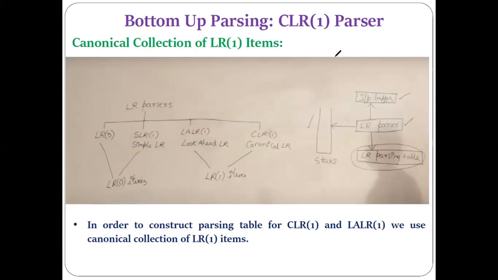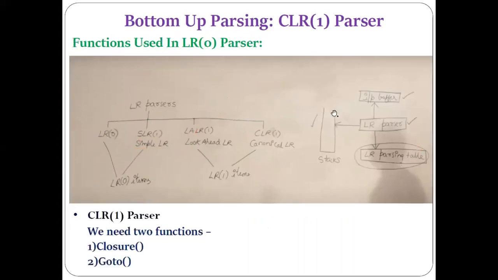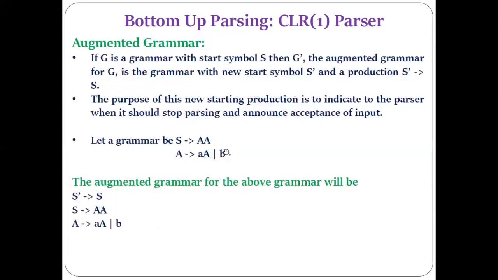So let's see the next. Just like the previous two parsers, LR0 and SLR1, here also we need the same two functions, the closure function and the goto function, for the CLR1 parser. In CLR, the C stands for canonical, and LR, you already know the full form: left to right scanning with the rightmost derivation in reverse. L stands for left to right scanning. R stands for the rightmost derivation in reverse. This already we have discussed.